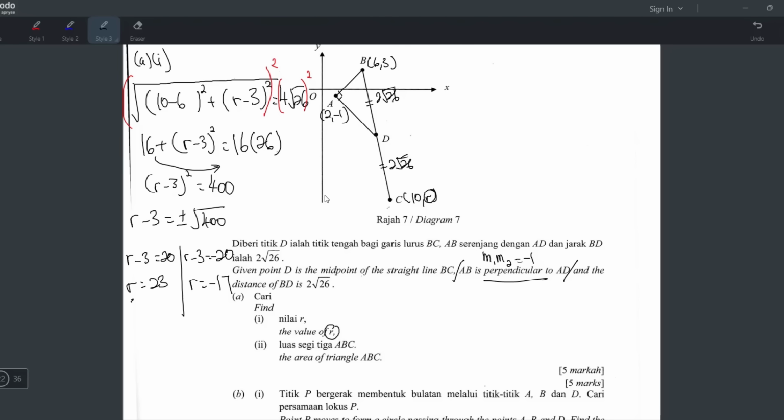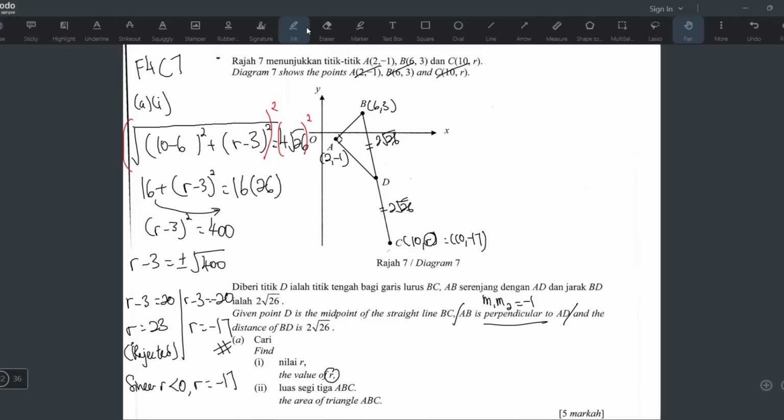How can this be 23? This should be a negative number because it's below 0. So we have to reject this answer and go with the negative 17, because this is the only answer that makes sense. So we can just write, since r has to be smaller than 0, r must be negative 17. That means the point C is actually 10, negative 17. Okay, let's move on to question 2.